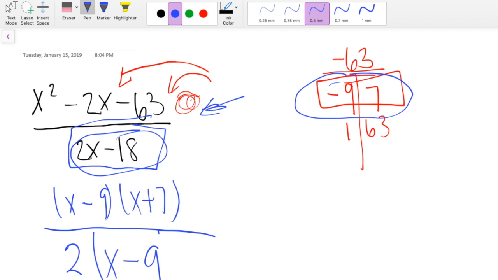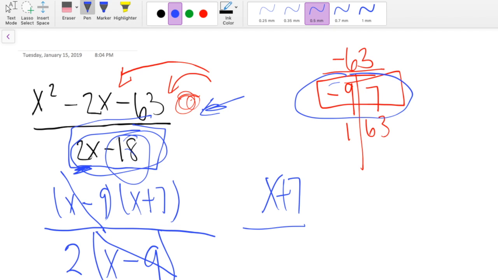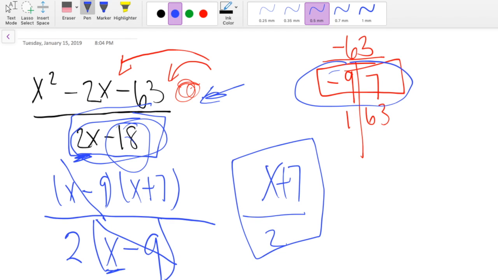x minus 9. So I took a 2 out, and that left me with an x, and then negative 18 divided by 2 is going to give me negative 9. All right, so same way we did it in the first problem. You have something exactly the same on the top and on the bottom. You can cross them out. Get rid of that. Get rid of that. That's going to leave you with x plus 7 over 2. And that's your answer. And I'm kind of getting better at writing on this thing.